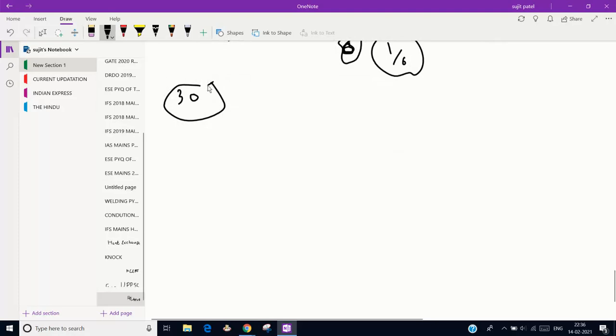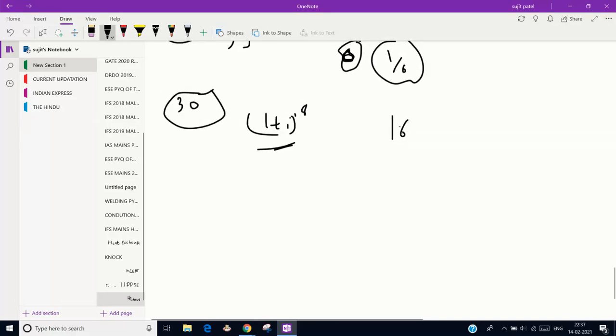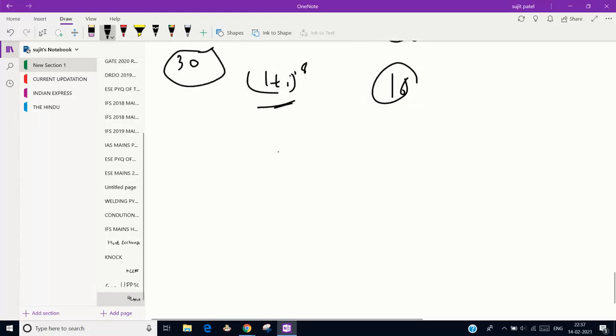And next is (1 plus i) power 8. So we have to find the value of this. That is very easy. I think 16 is the answer. Sorry, yes, 16 is the answer, I think.